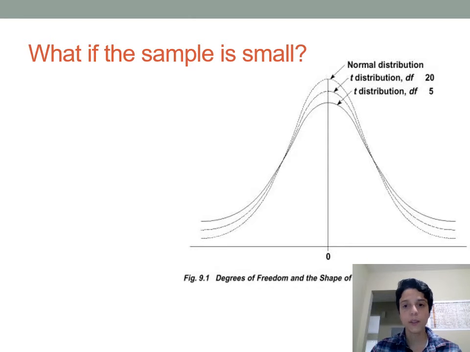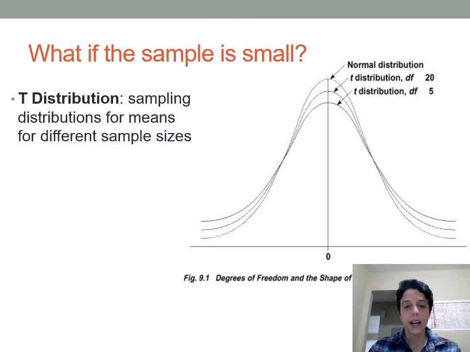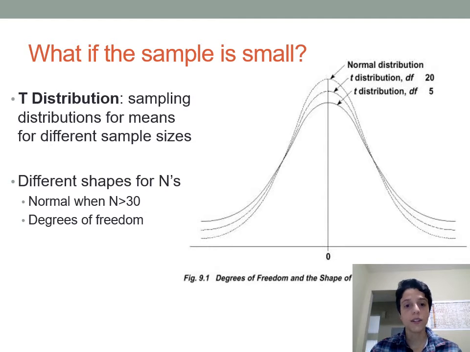And specifically, we're looking at something called a t-distribution. And t-distributions have the quality that they have different shapes for different sample sizes. And specifically, when the sample is greater than 30, a t-distribution is shaped exactly like a normal distribution. And this is why you can use them interchangeably if you have a sample size that's bigger than 30.